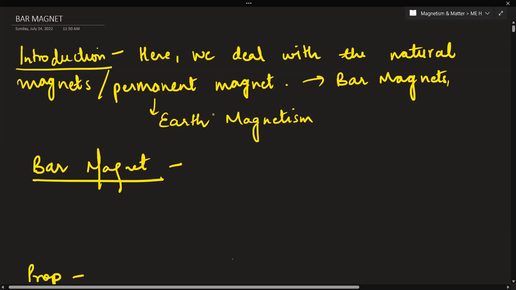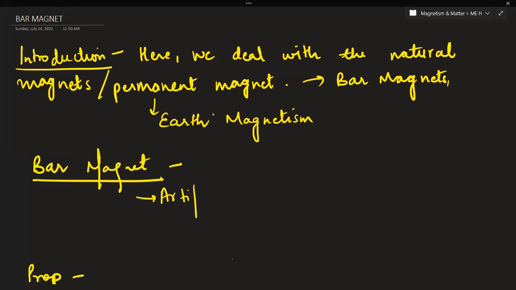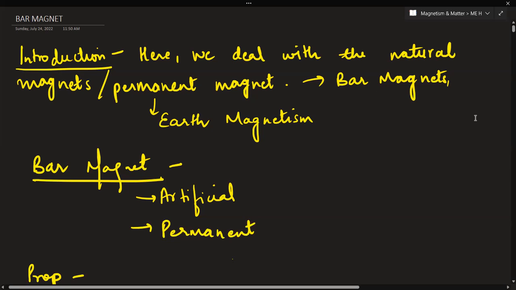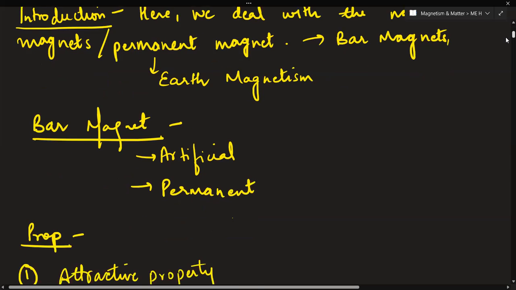Now, what is a bar magnet? A bar magnet is an artificially constructed magnet, but though it is artificial, it is a permanent magnet. Once made, it retains its properties. Now, there are certain properties of these bar magnets.